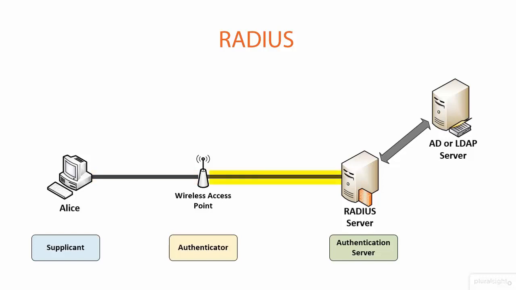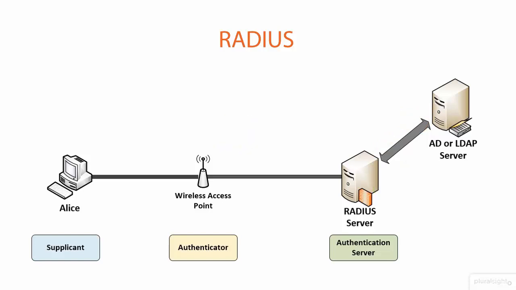The RADIUS server is what provides the authentication. The RADIUS server is going to contact AD or LDAP, depending on how it's configured, and say, does Alice exist? And what are her credentials? Is she allowed access or not? And if so, obviously we'll reply back positively, replies back to the wireless access point, and she's allowed access.